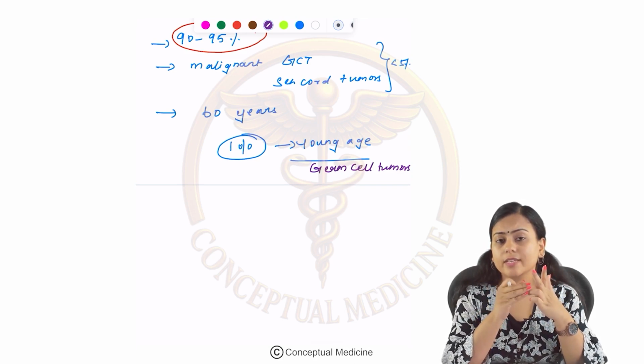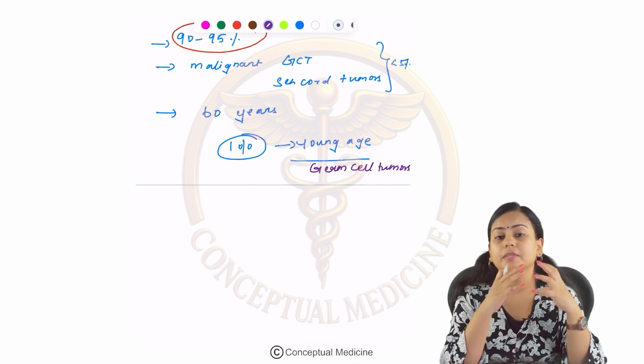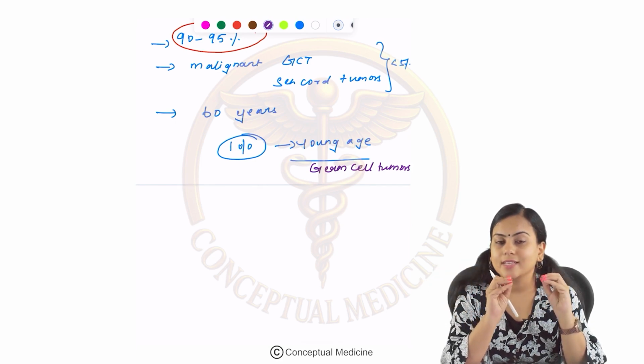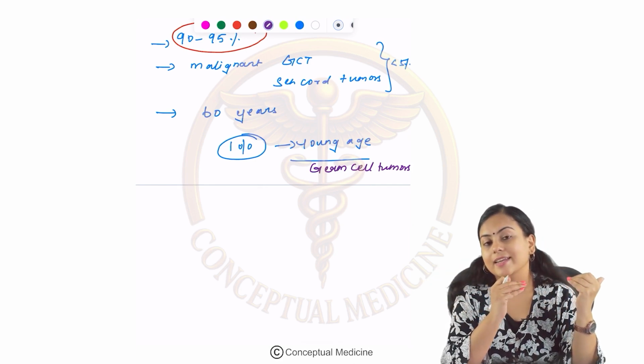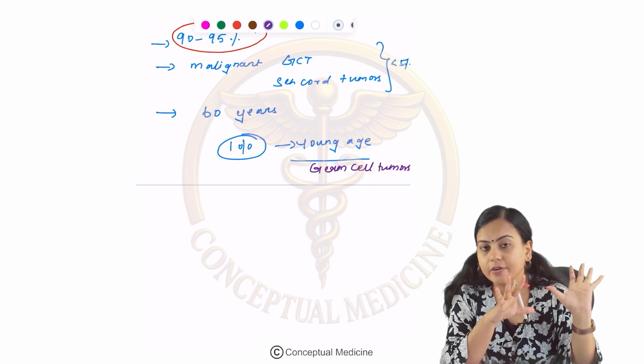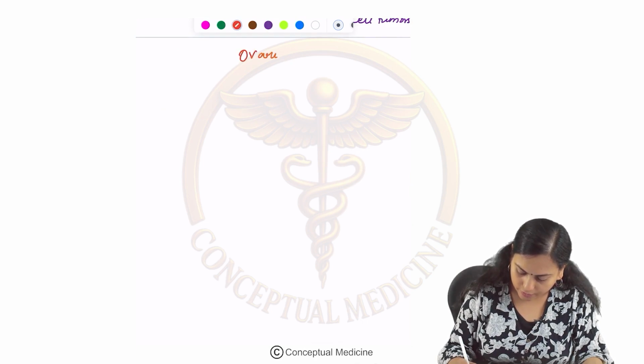Clear? So it is epithelial ovarian cancers which is making 90 to 95% of the ovarian cancers. Less than 5% only is made by the sex cord stromal cell tumor as well as the germ cell tumors, and epithelial ovarian cancers are usually seen above 60 years of age, and only less than 1% of the tumors are seen in younger age, and in that most of the tumors are germ cell tumors. Clear? Yes. Now let's start talking about ovarian cancer as it is.